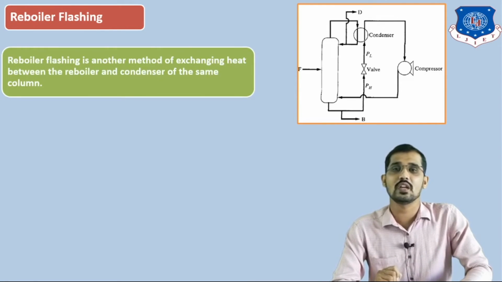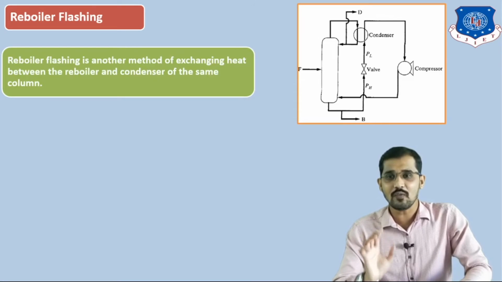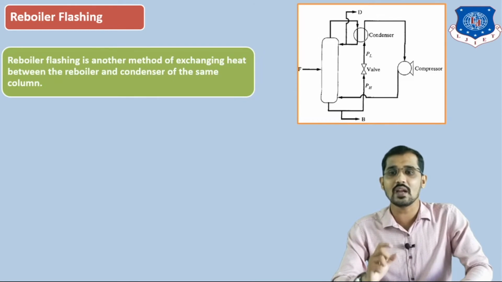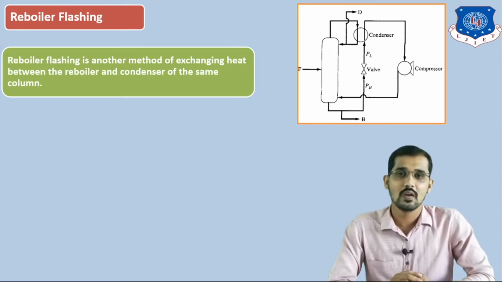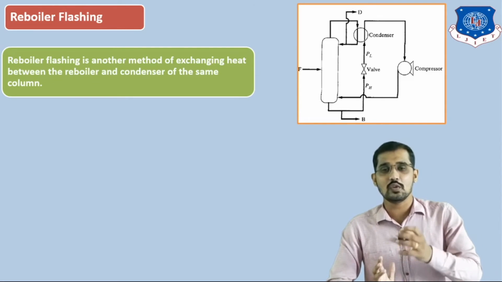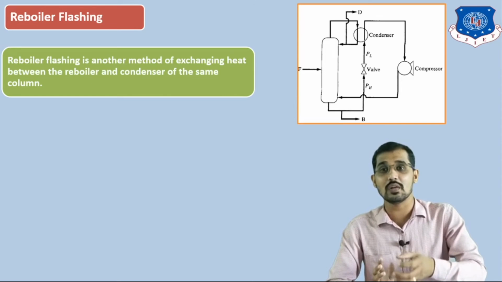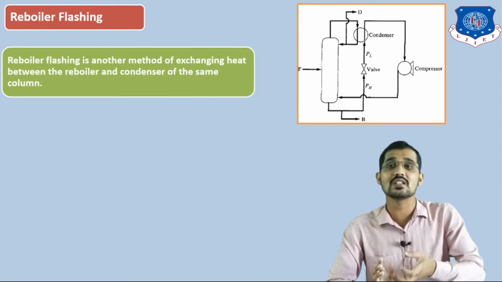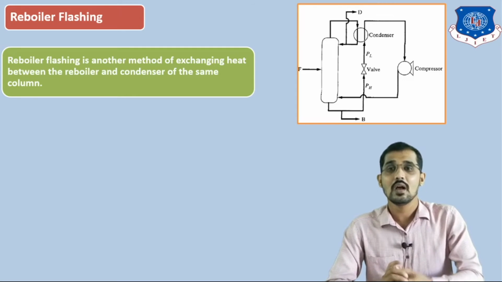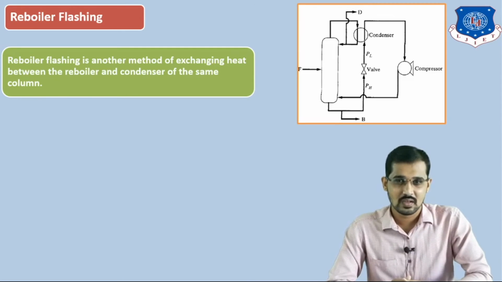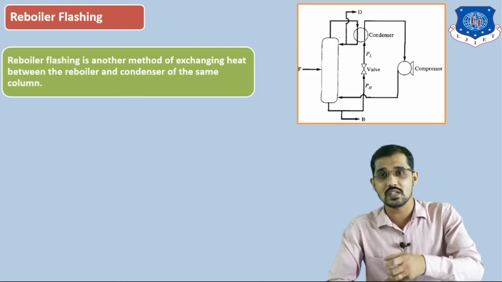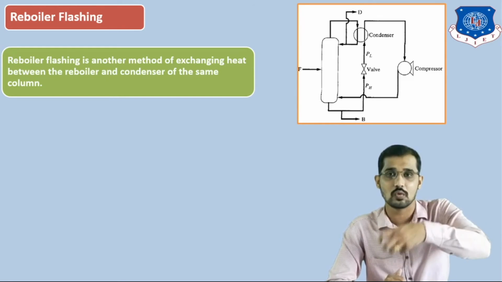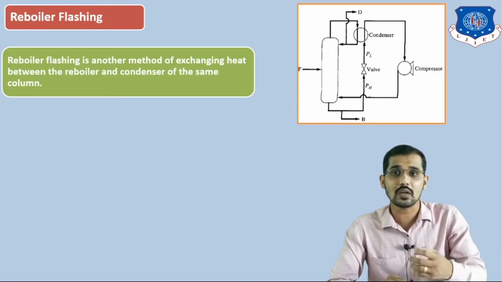And the first point for reboiler flashing is that reboiler flashing is another method of exchanging heat between the reboiler and condenser of the same column. What is the meaning of this? Here we are using a heating source, that is nothing but vapor coming from the top section of the distillation column, that is, the rectifying section. But in vapor recompression, we use directly whatever vapor is coming from the top section of the distillation column as the heating source after compressing.